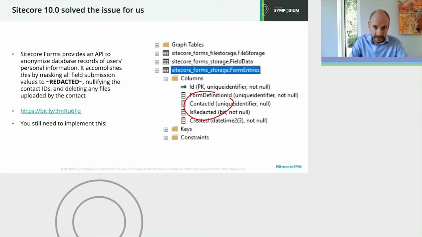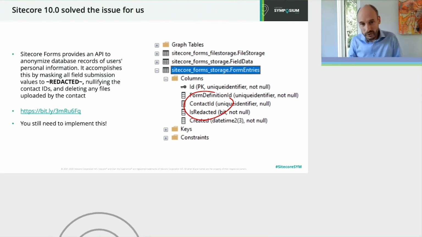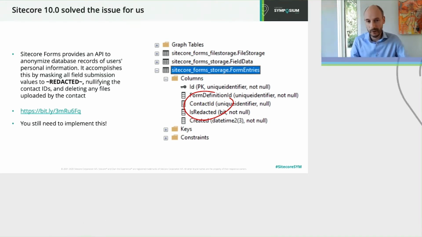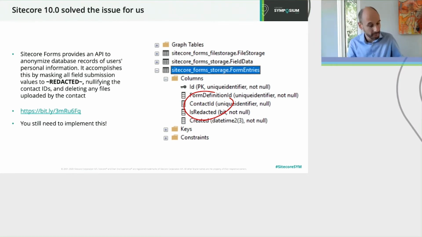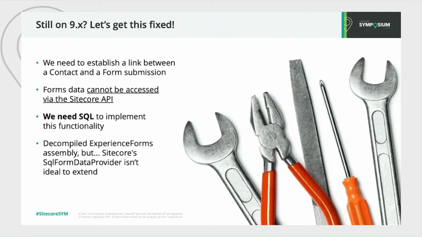And if you take a look at a 10 database, you will see that the form entry table now also includes a contact ID. So they have included the right connection between an XDB profile, a contact and a form entry. But the cleanup is still a little bit of a custom job and also not included in the right to be forgotten features. So let's fix that as well.